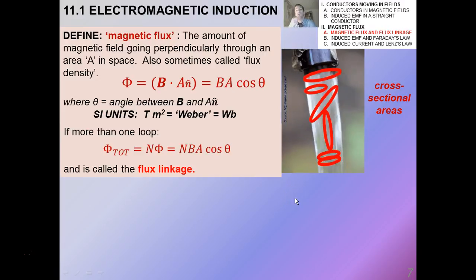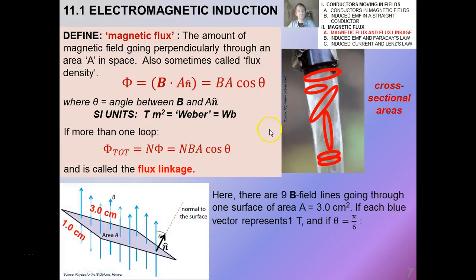If I have more than one loop, or more than one cross-sectional area, it makes sense that the magnetic flux would be the addition of all of those individual loops. And in fact, the total flux would be N times BA cosine theta. And this has a special term in physics, and it's called the flux linkage, okay?